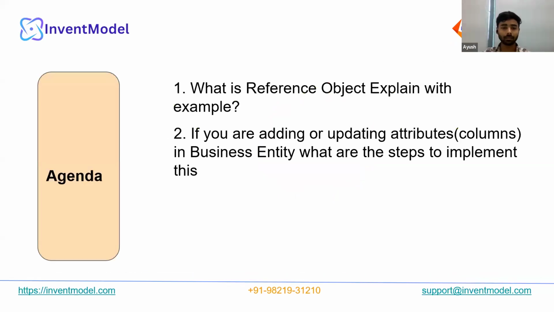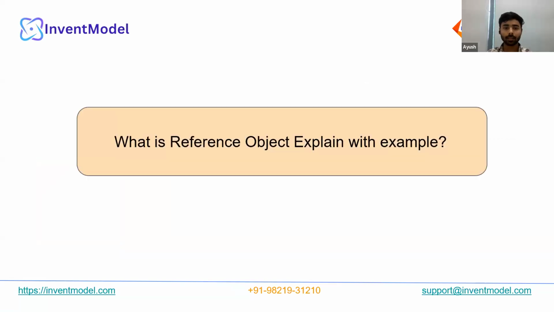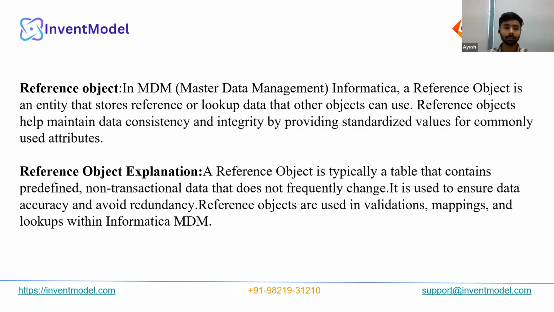So this presentation agenda is to cover these two topics. The first is what a reference object is, explained with an example. And the second one is, if you are adding or updating attribute columns in a business entity, what are the steps to implement that? So the first point is what is the reference object and to explain it with an example.